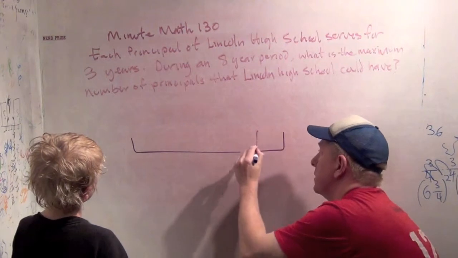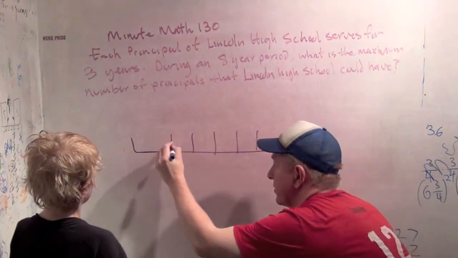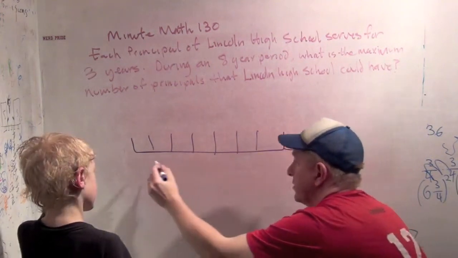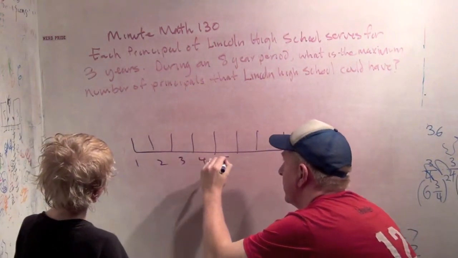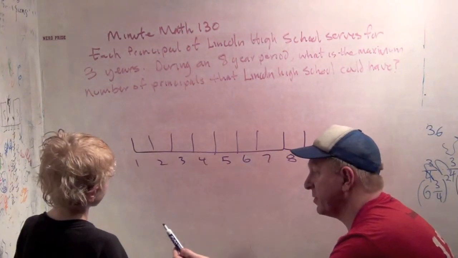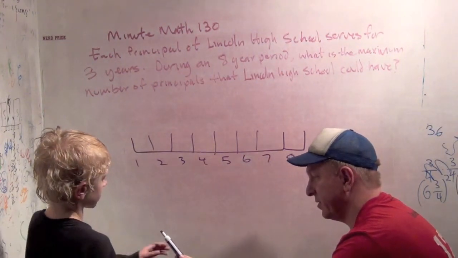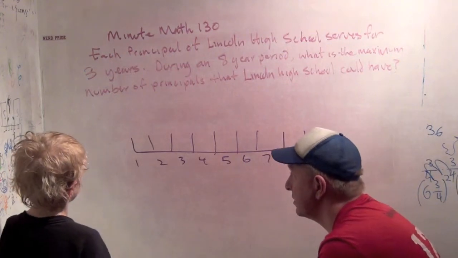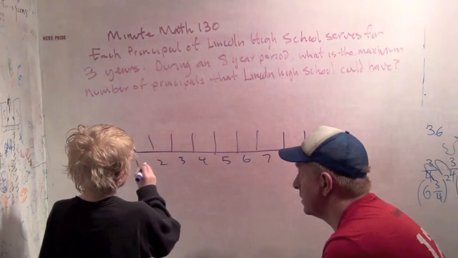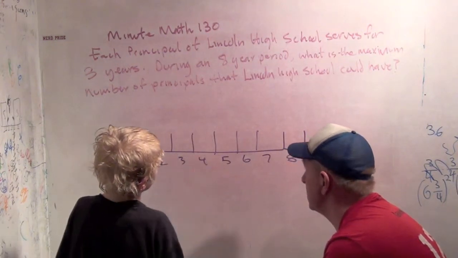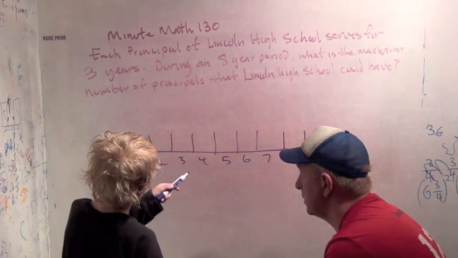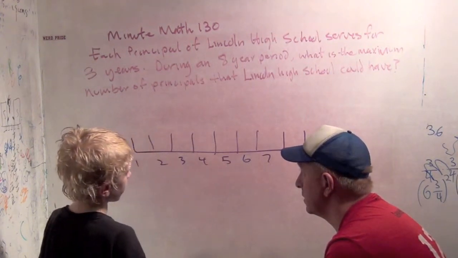Yeah, maybe. I found a marker that works a little better. 1, 2, 3, 4, 5, 6, 7, 8. Okay, so here's 1, 2, 3, 4, 5, 6, 7, 8. Okay, so each principal serves for 3 years. You want to draw some 3-year periods in here? Okay, so if you go 1, 2, 3, 6. If you go 1 here, I think it leaves 1 blank over there.